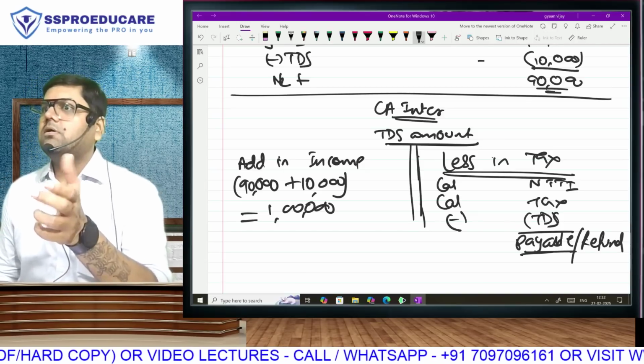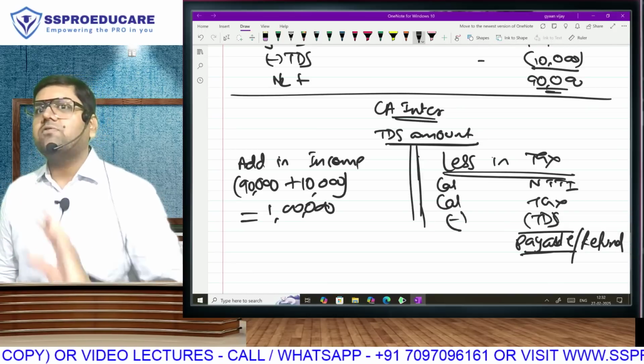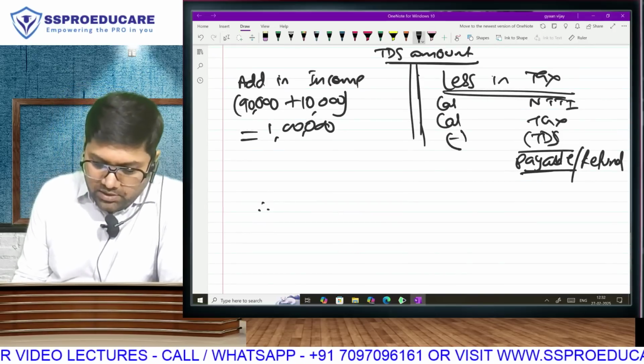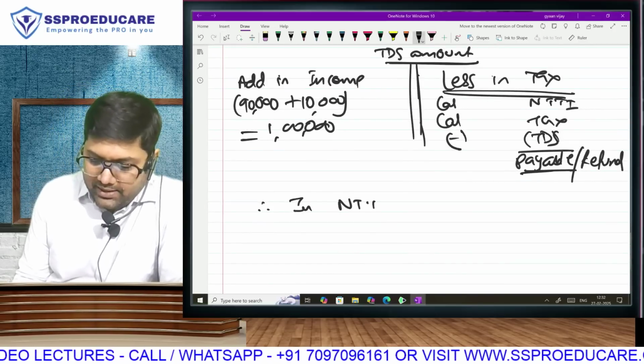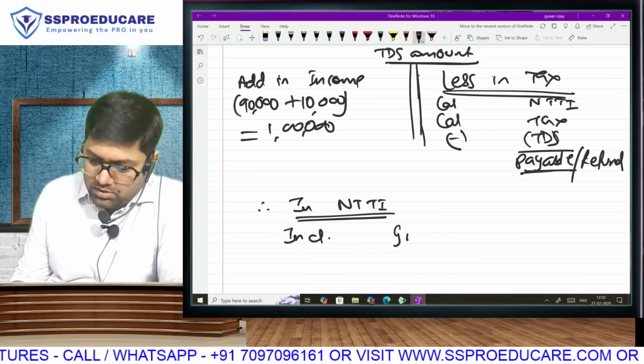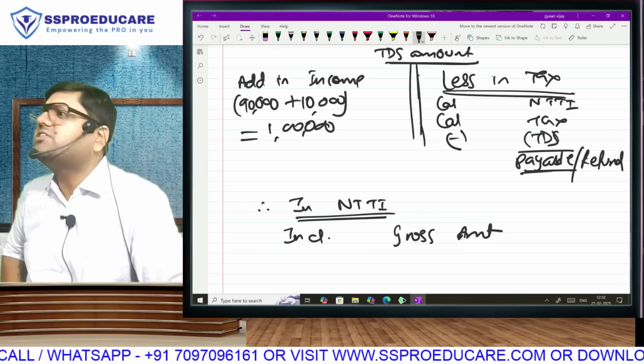Add in income, less in tax. Add in income, less in tax. That's what you have to do for your exam activity. Which means, therefore, in NTTI, you will include the gross amount. Then you are calculating your head of income, whichever head of income.